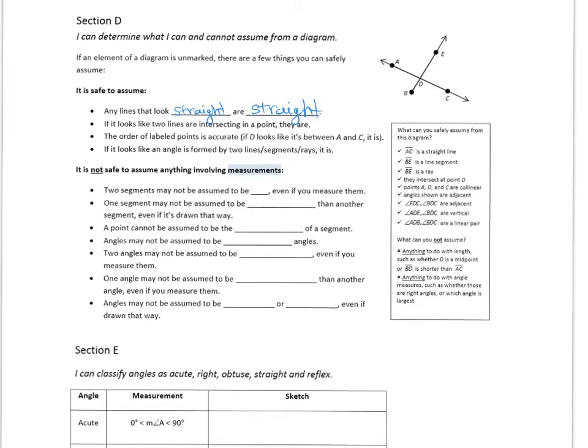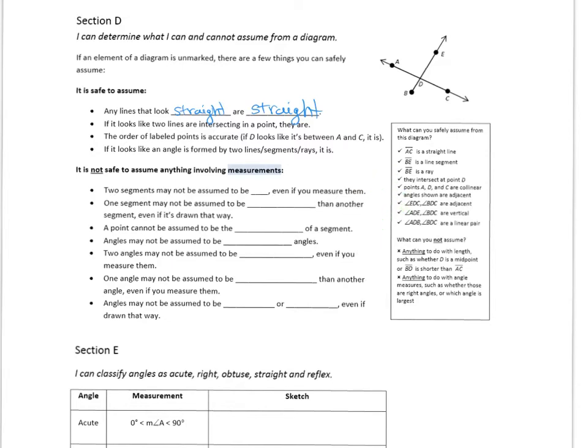So looking at this diagram, I can see that there is an angle. There's an angle ADE. There's a line AC with point D in between A and C. Point D is in between B and E, so on and so forth.